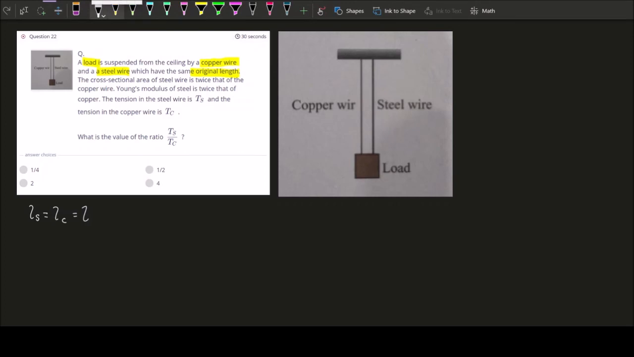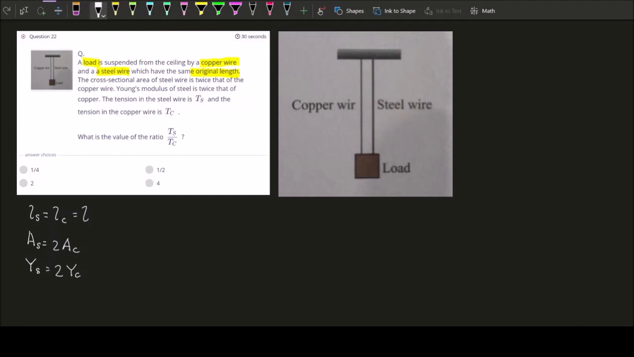So what it means is the cross-section of the steel wire is twice that of the copper wire. Then the Young's modulus of the steel is twice the Young's modulus of the copper.